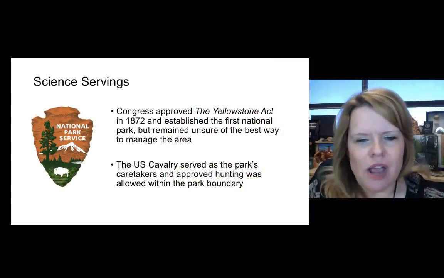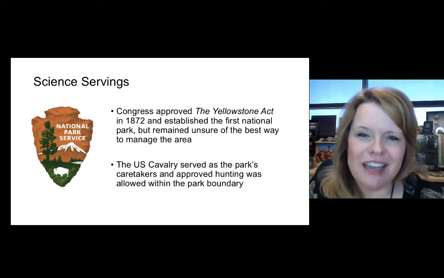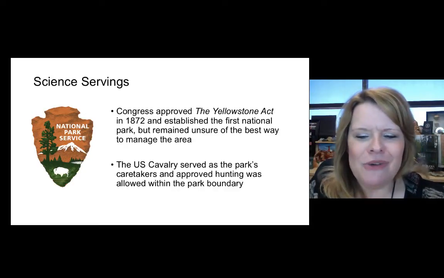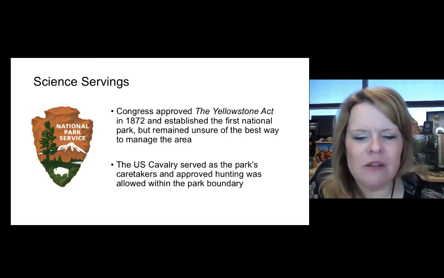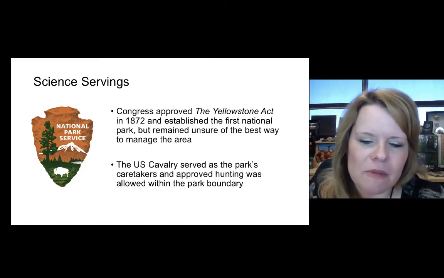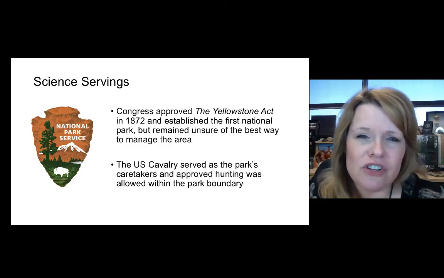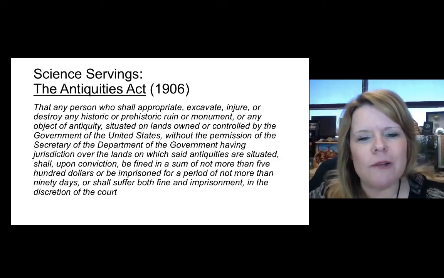Congress approved the Yellowstone Act in 1872 and established the first national park, but it remained unsure of the best way to manage the area. Kind of interesting, isn't it? The U.S. Cavalry served as the park's caretakers for a long time, and approved hunting was allowed within the park boundaries. That's why, if you go to Yellowstone, especially in Mammoth Hot Springs, there are still barracks there for the military that used to oversee the park.